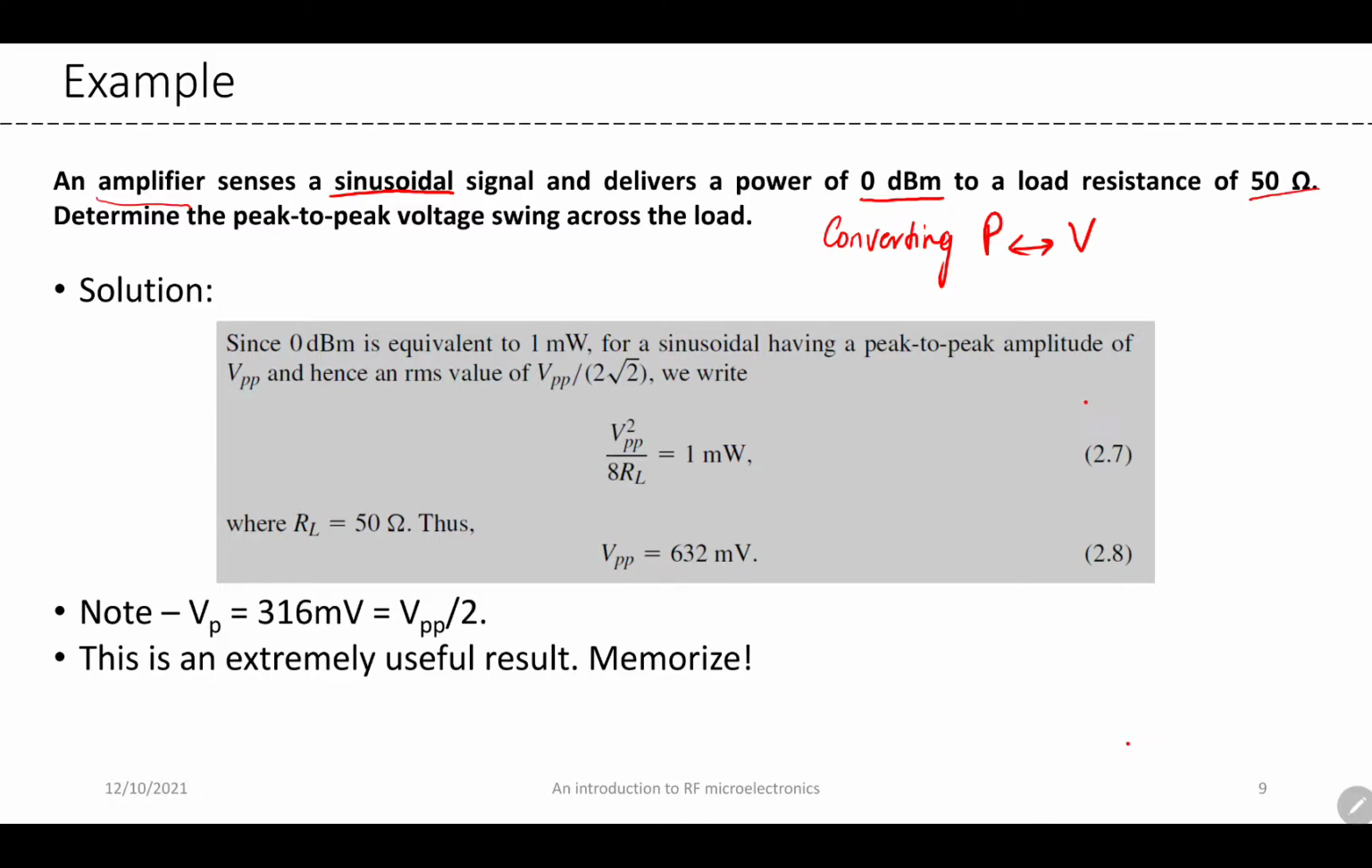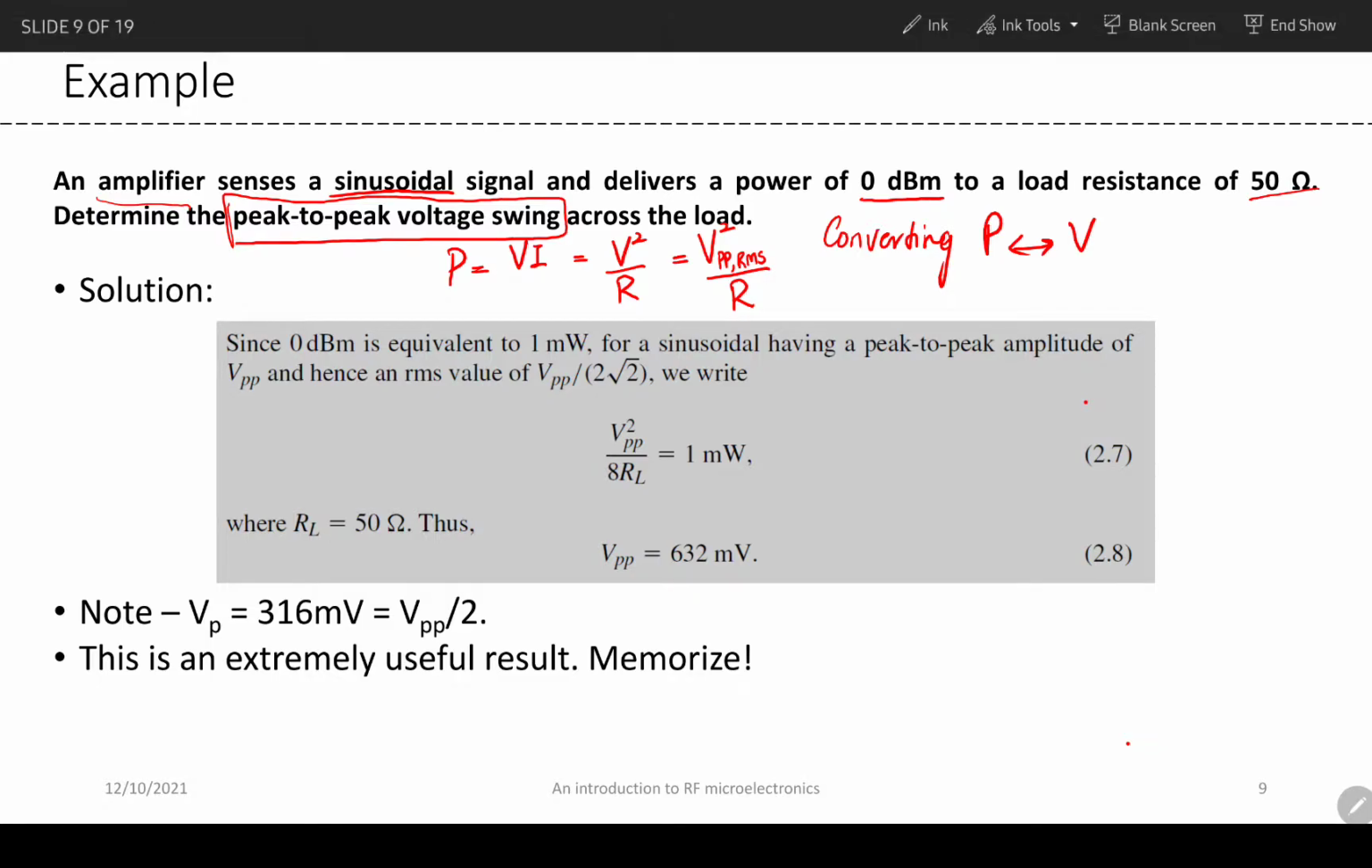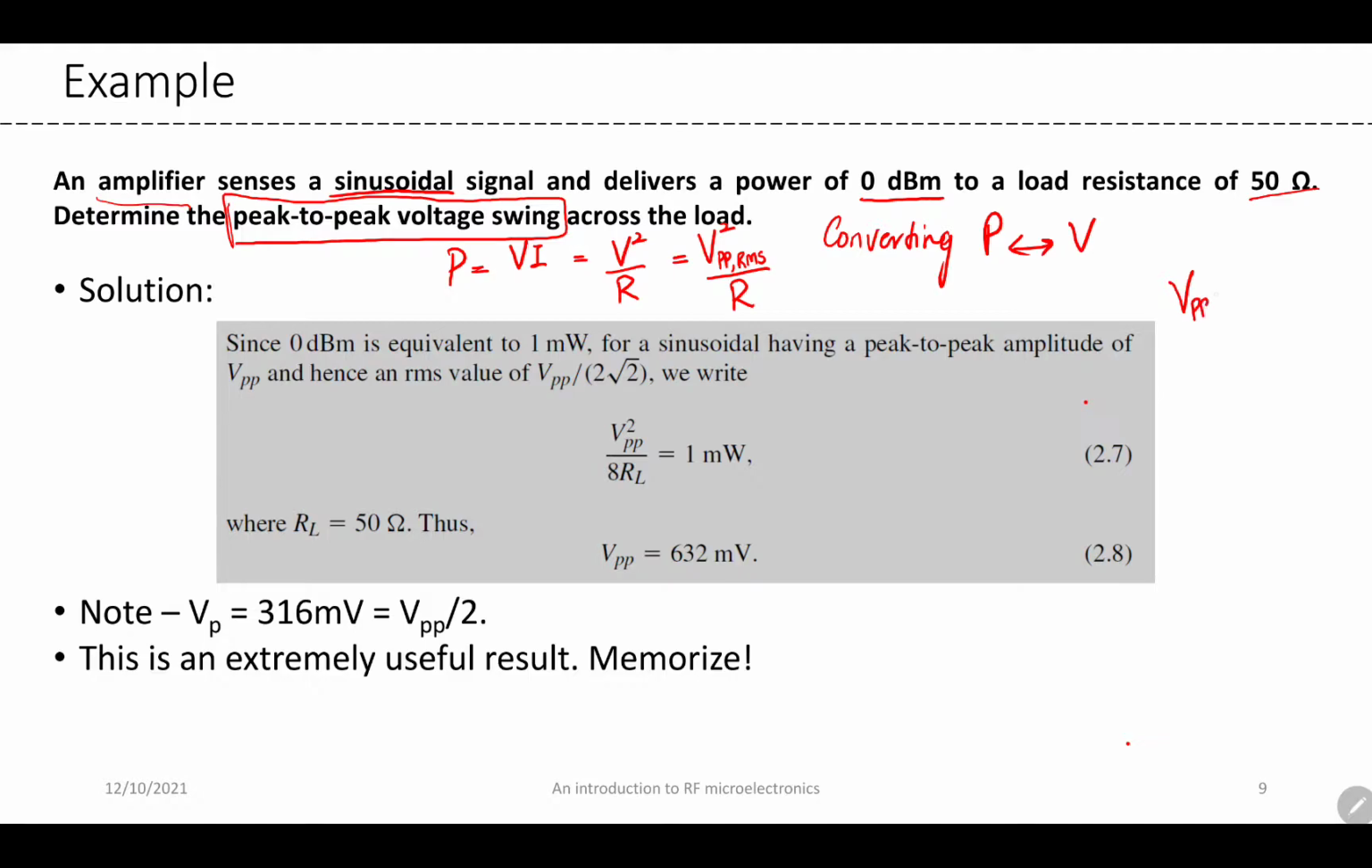Now we know power is VI, and in simple terms is V squared by R, because I is V by R. So you have V squared by R. Now for a sinusoidal signal, this V would be V RMS, so power is V RMS squared by R. Now what we need is the peak to peak voltage swing, and V RMS is V peak to peak divided by 2√2.